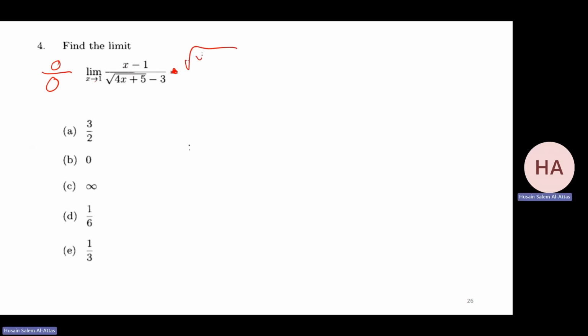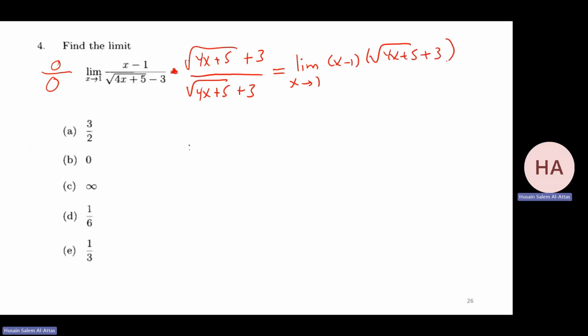So square root of 4x plus 5 plus 3, 4x plus 5 plus 3. Do the calculation. That limit x goes to 1, x minus 1, square root of 4x plus 5 plus 3 over, here we have a difference of 2 squares. So it will be the square of the first, which is 4x plus 5. The square root will be killed with the square, minus 9.